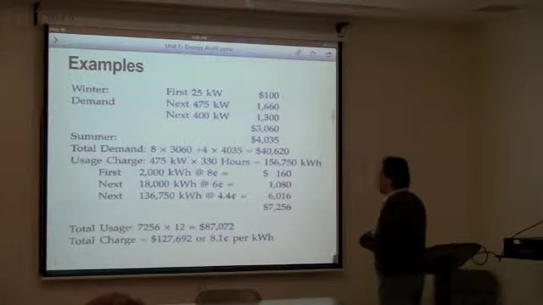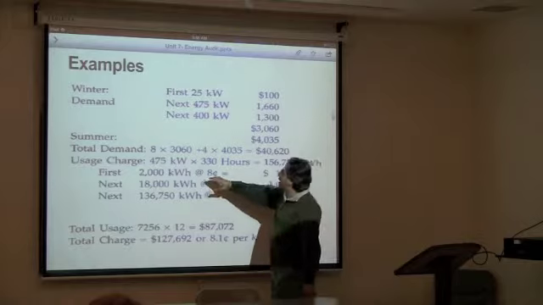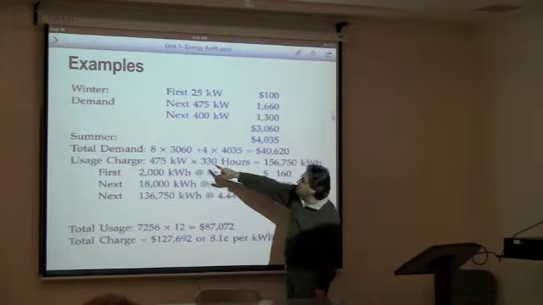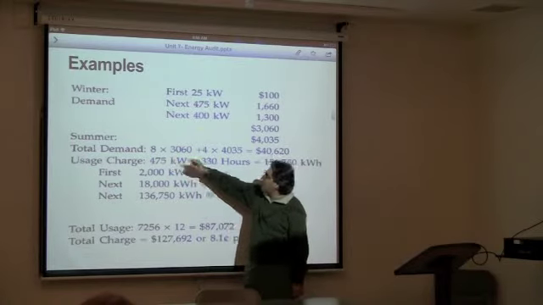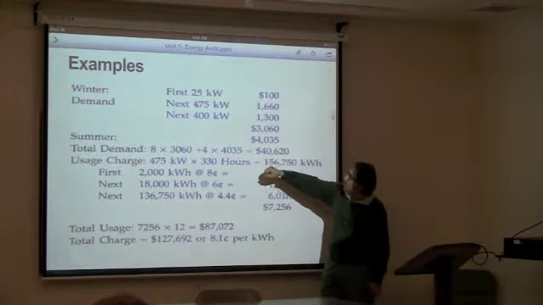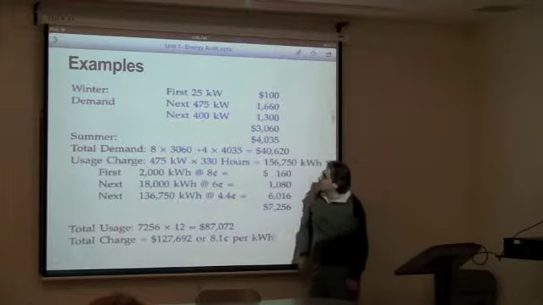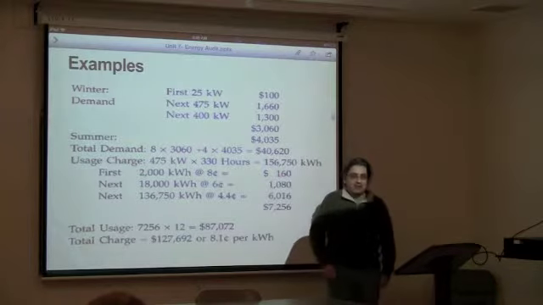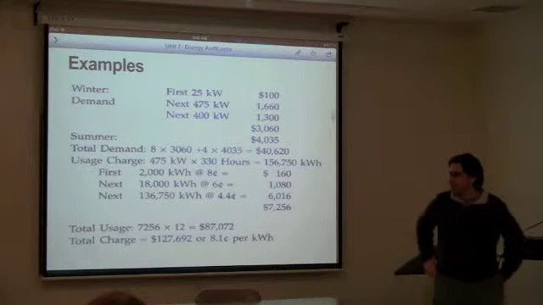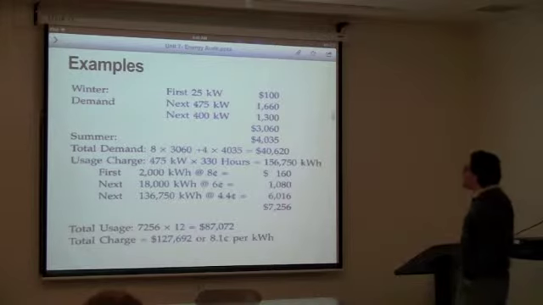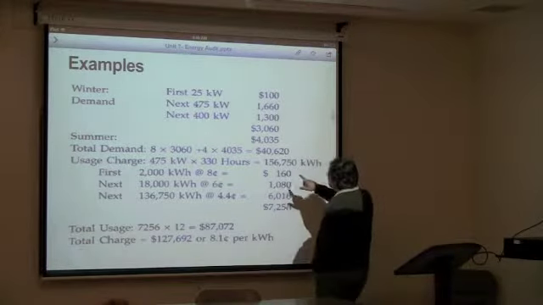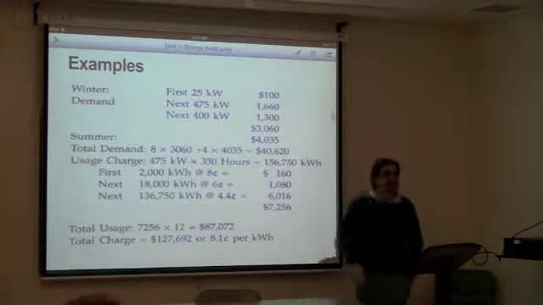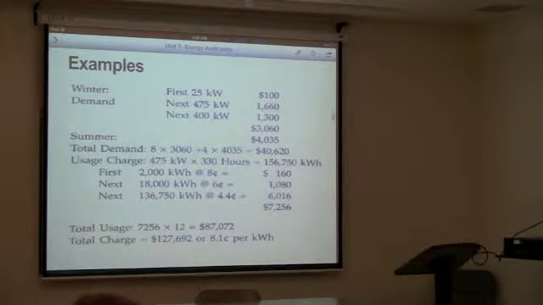If I break my year up, depending on the location I have, if I am 8 months in the winter schedule and 4 months in the summer schedule, 8 months multiplied by 3,060, 4 months multiplied by 4,035 gives me the total demand charges of $40,620. So total charges of demand comes to $40,620. This is only the demand part of it. This is only covering for the peak.